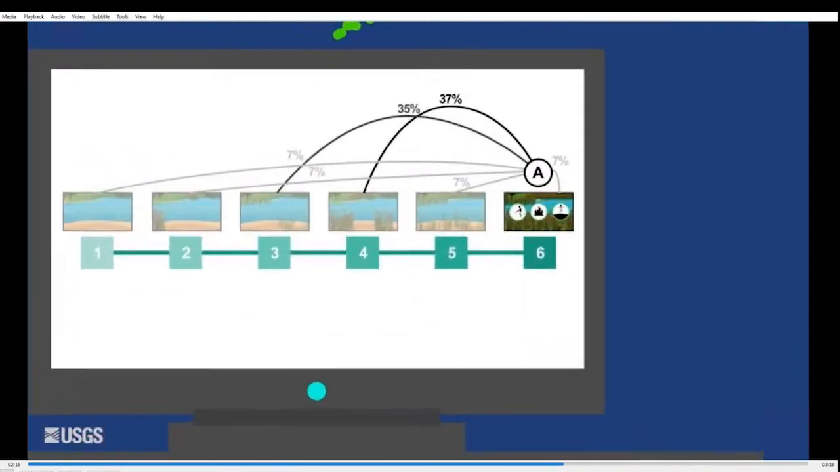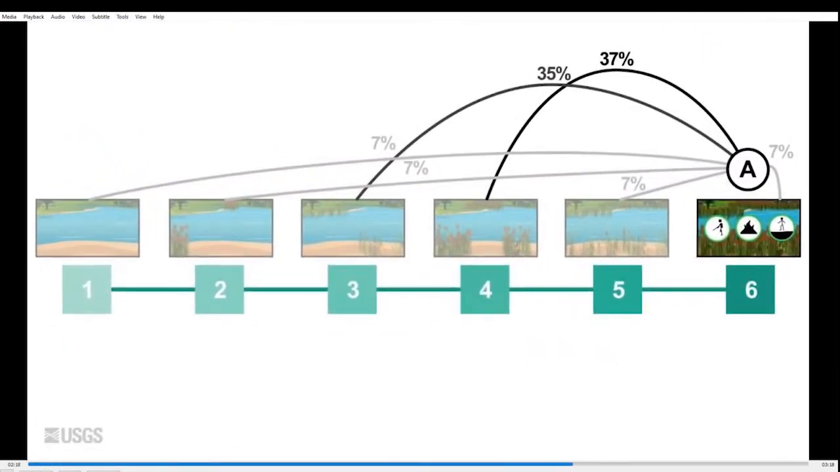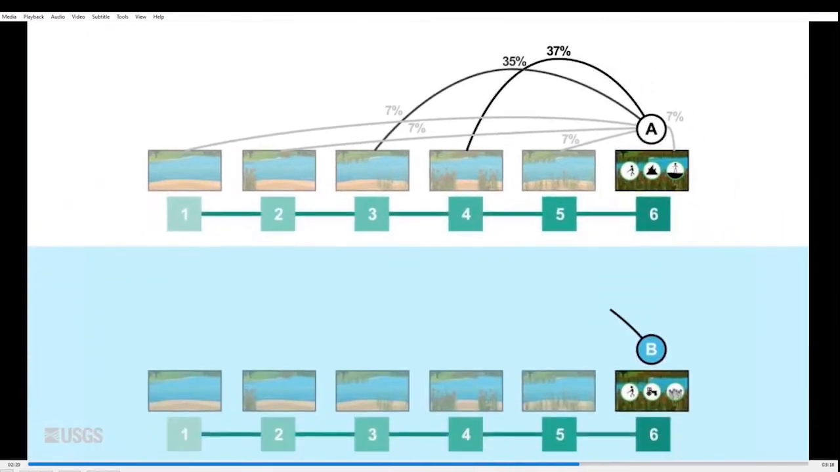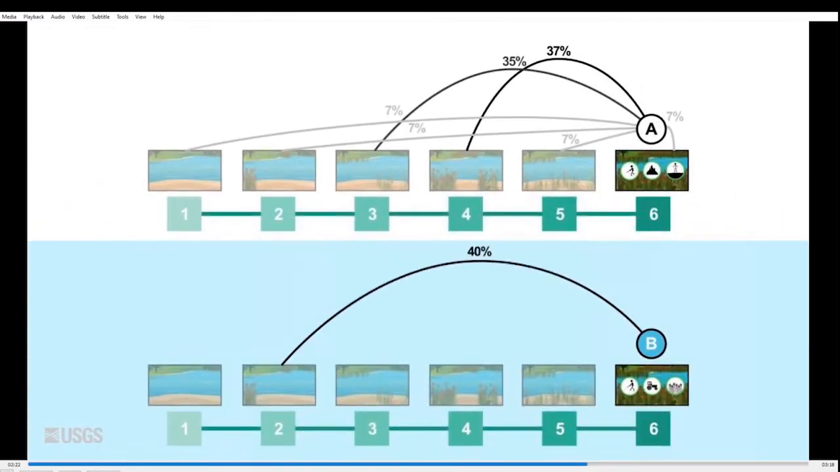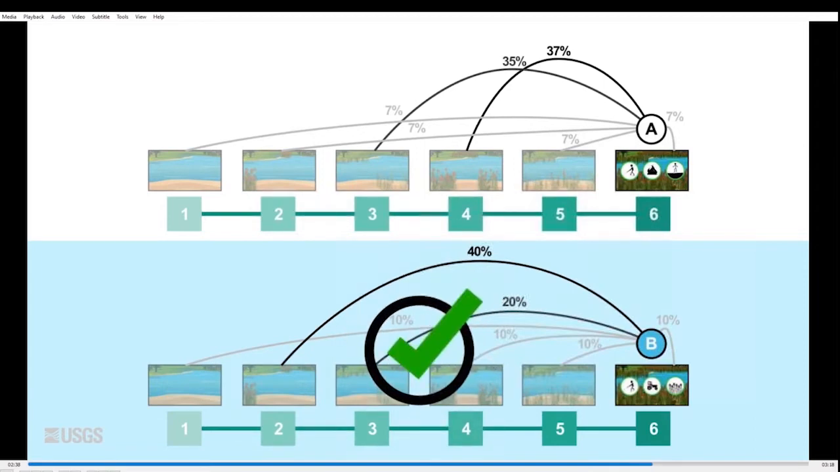Now, suppose you have another combination available. The model predicts that combination B is 40% likely to improve your unit's infestation to state 2, 20% likely to improve it to state 3, and 10% likely to result in another state. Since combination B is more likely to improve your unit to a less invaded state, the model will recommend combination B over combination A, provided that it isn't too expensive.